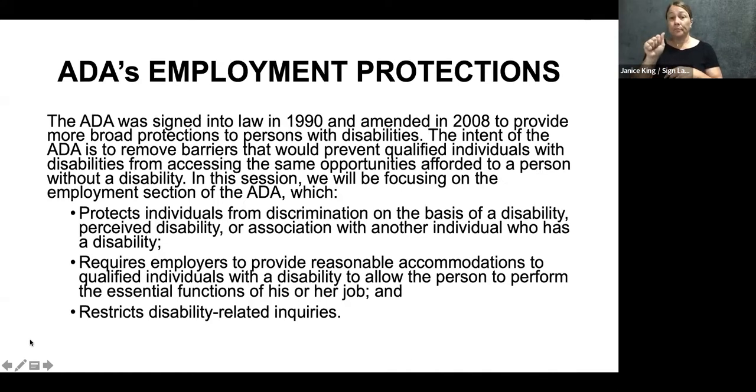The ADA was signed into law in 1990. So it's been around for a while now, over 30 years, and amended in 2008 to provide broad protections to persons with disabilities. The intent of the ADA is to remove barriers that would prevent qualified individuals with disabilities from accessing the same opportunities afforded to a person without a disability. In this session, we'll be focusing on the employment section of the ADA, which protects individuals from discrimination based on disability, perceived disability, or association with another individual who has a disability. It also requires employers to provide reasonable accommodations to qualified individuals with a disability to allow the person to perform the essential functions of his or her job, and restricts unnecessary disability-related inquiries. And we'll get to that. We'll talk about that in a little more detail.